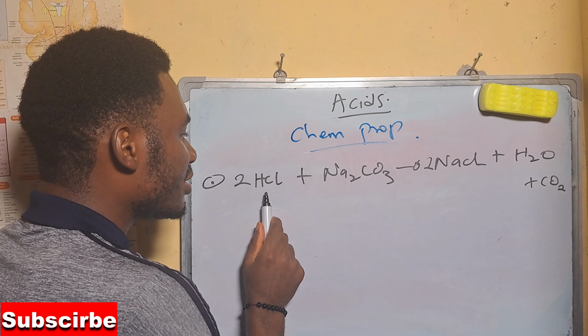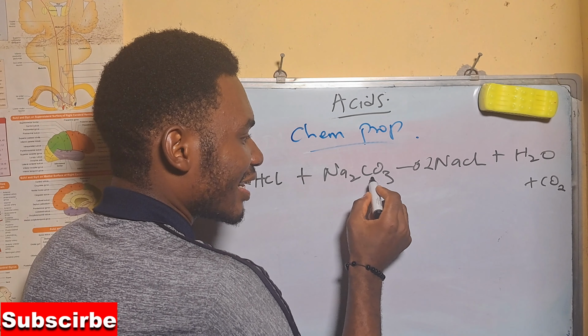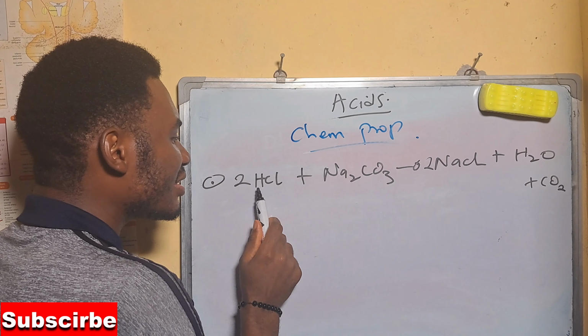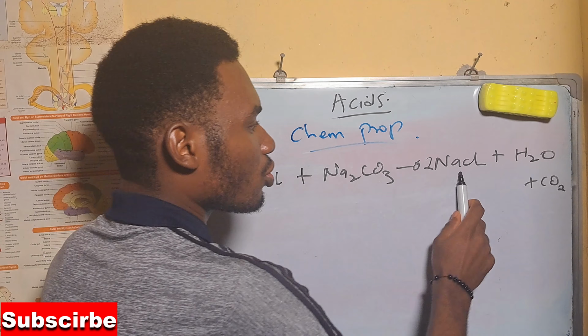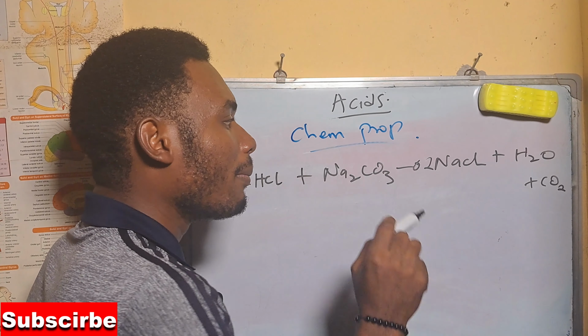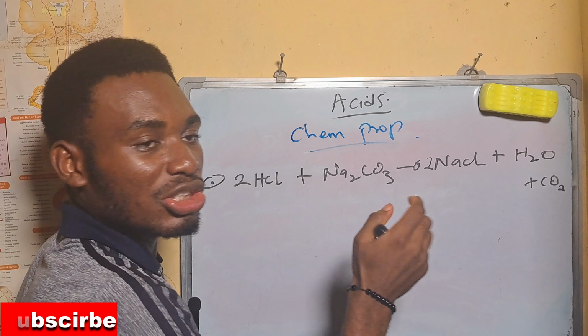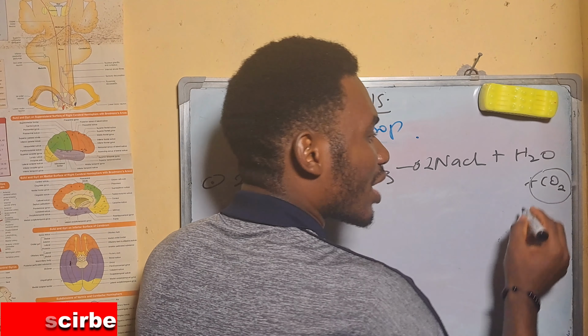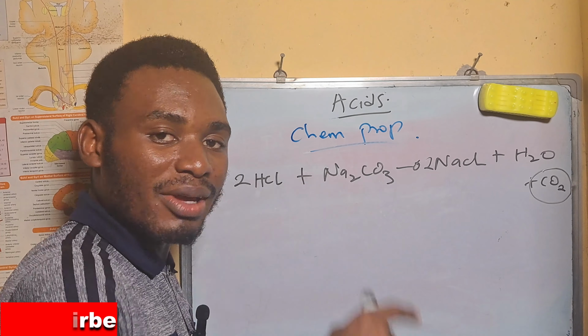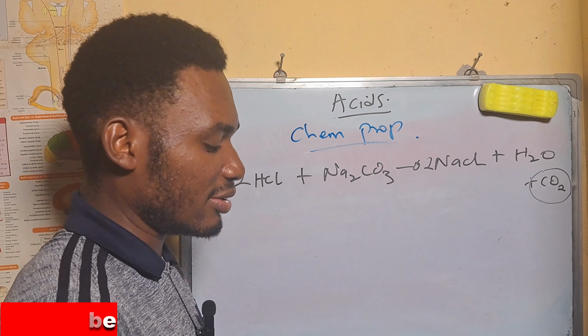So acids react with trioxocarbonates. This is sodium trioxocarbonate. Once an acid reacts with trioxocarbonates, it gives you a salt, water, and CO2. But the most salient point here is that once an acid reacts with trioxocarbonate, it gives you CO2, carbon dioxide. That's one of the chemical properties of acids.